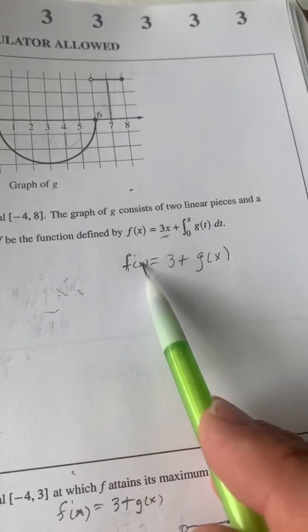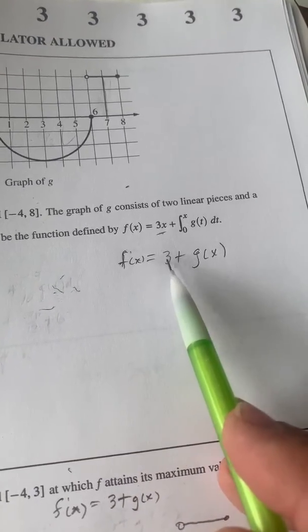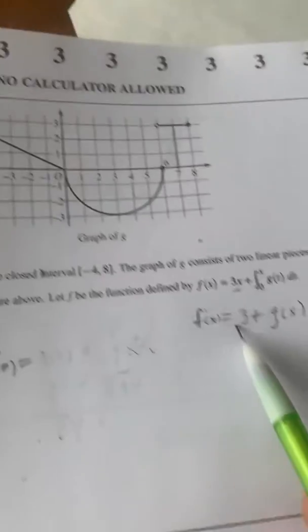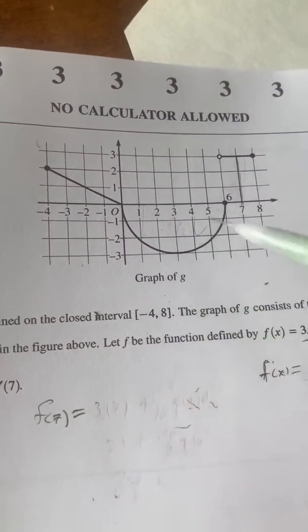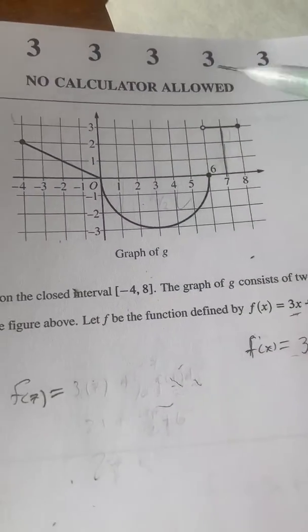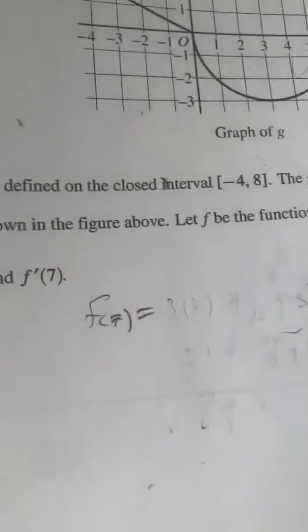So if I take the derivative here, instead of getting just g of x, I get 3 plus g of x. So that means this is not a picture of f's derivative. We would have to shift this whole graph 3 places up to draw f's derivative. So they ask us for f of 7 and f prime of 7.